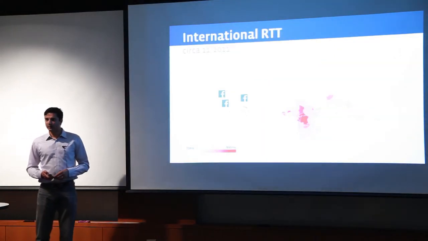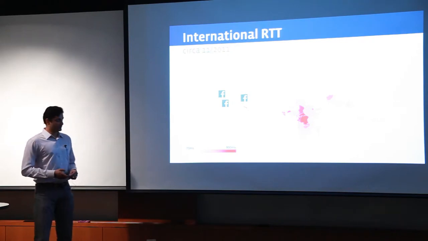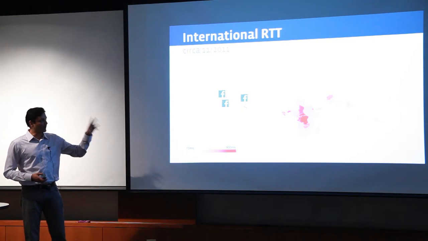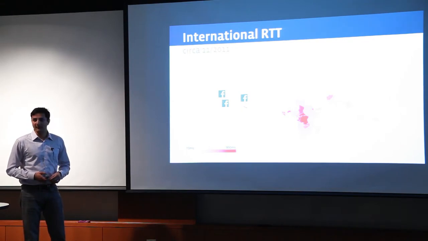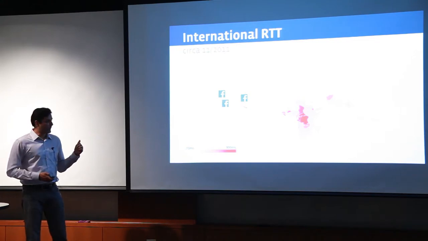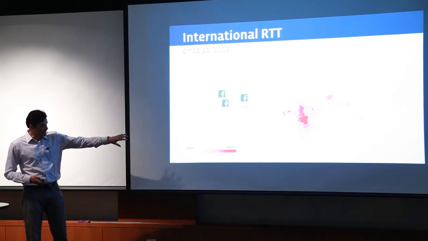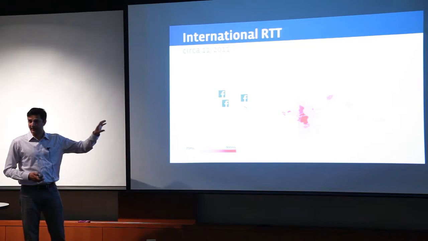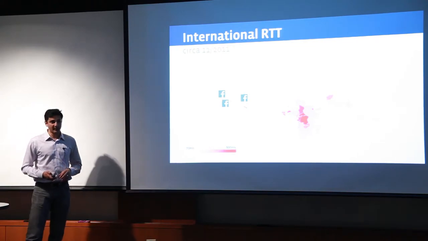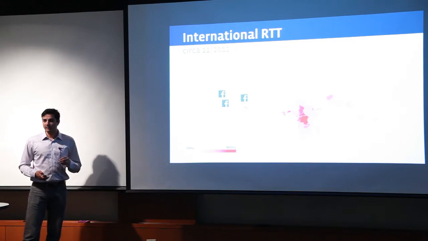Often I get asked, why do we need an edge network? Now, this map is the map of the latency. This is actually round trip time, so twice the latency, from different parts of the world to Facebook's data centers back in 2011. If the numbers are hard to read, darker is bad, and it goes up to about 800 milliseconds. 800 milliseconds might not seem like much, but remember that a page load can take multiple requests.